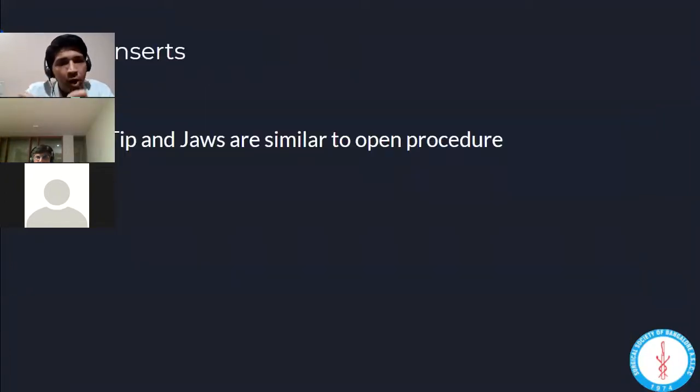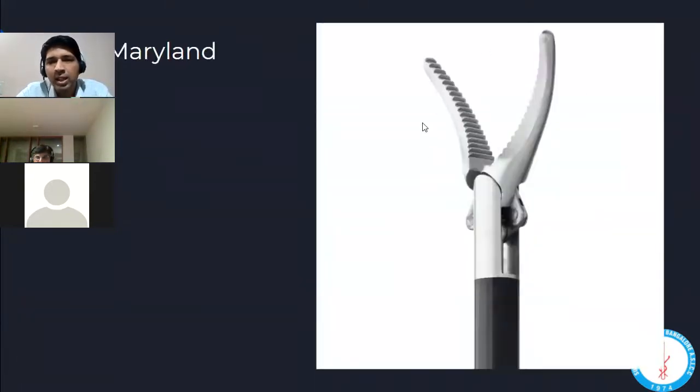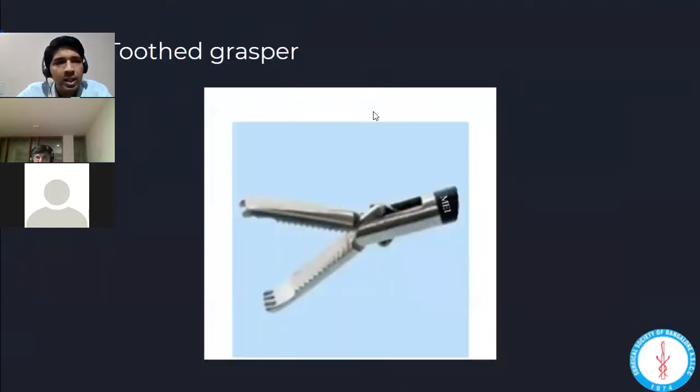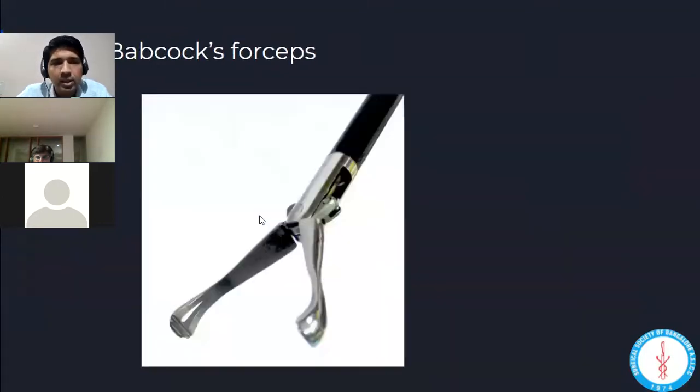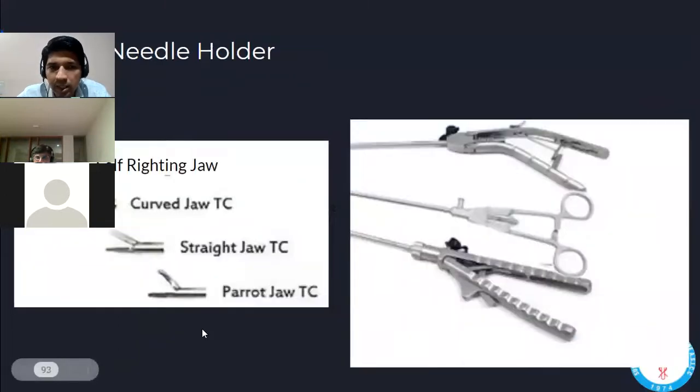And the tip and the jaws are similar to what we use in the open instrument, except they're named slightly differently. This looks like our artery forceps. We call this a Maryland. This is a tooth grasper or a tooth grabber. This is a Babcock's forceps, very similar to what we use in our open surgery.